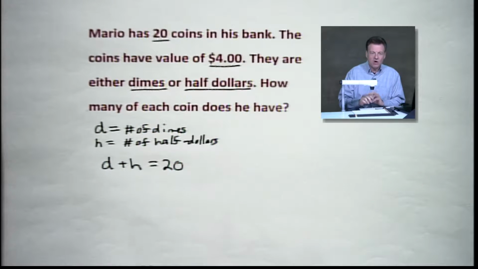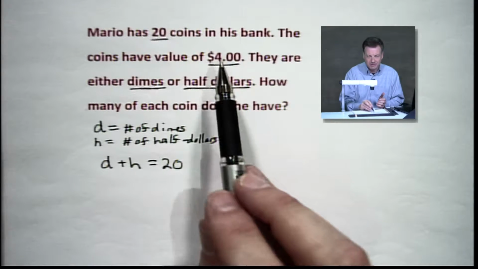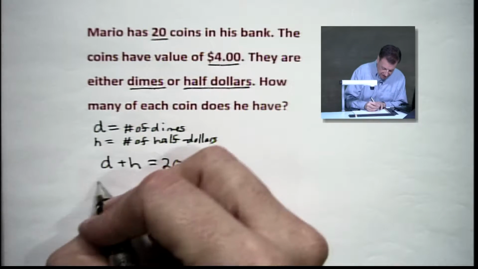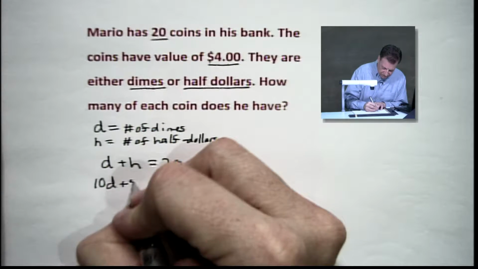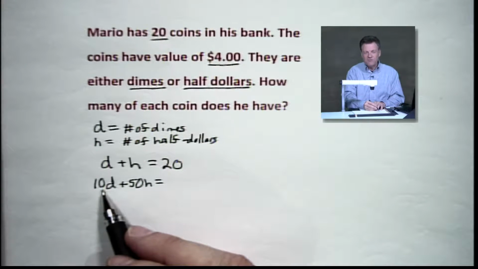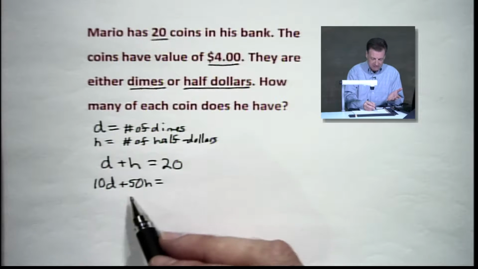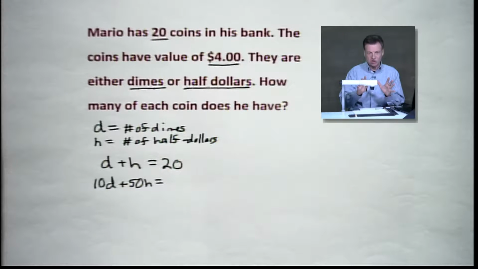Second equation, what are those dimes and half dollars worth? We're going to talk about how to make $4 happen. Well, we know that a coin that's worth a dime is worth 10, all right? So we're going to put 10D. We're going to pick up 50 cents for each half dollar. So we're going to get 50H. And since I'm going to avoid the decimals, I could have put 10 cents with the decimal, I could have put 50 cents with the decimal. But I'm just going to say I've got 10 cents, whole number, integer value here. 50 cents, because some of you like that.